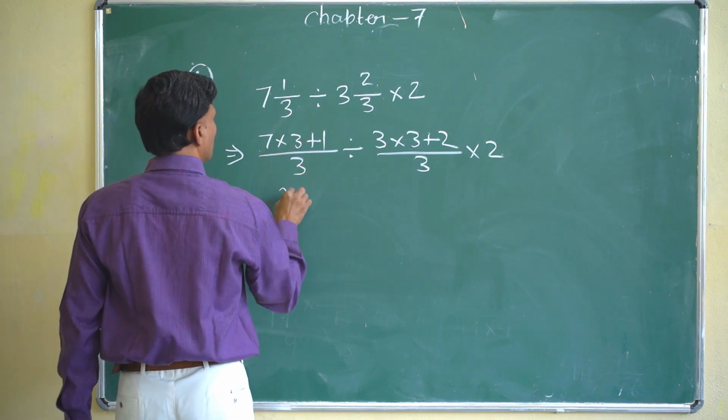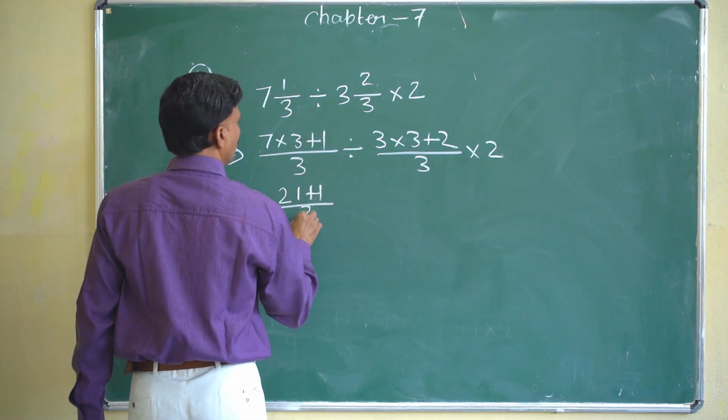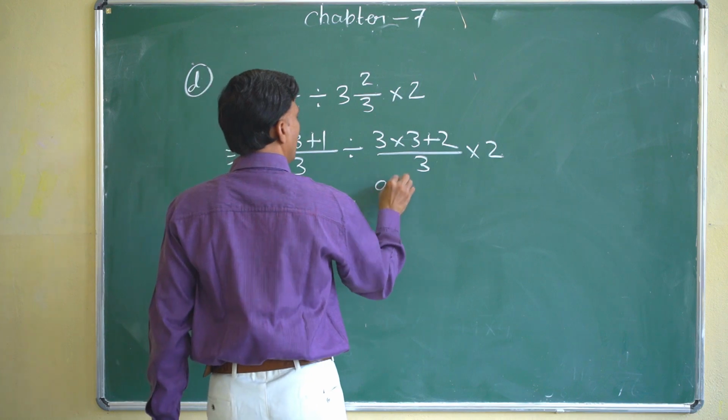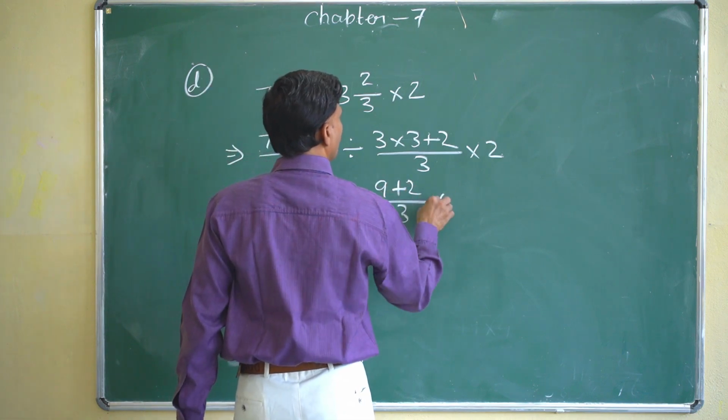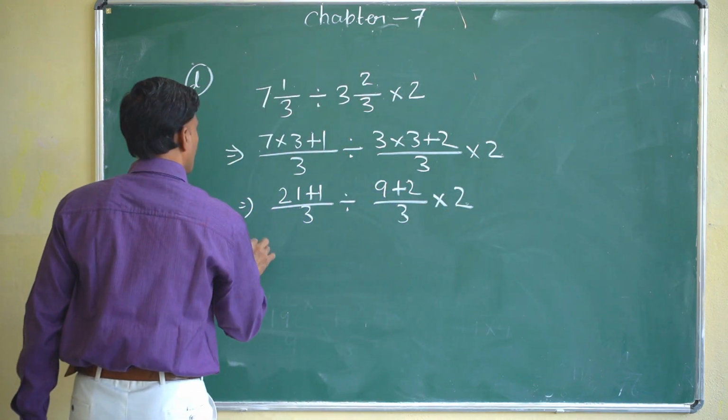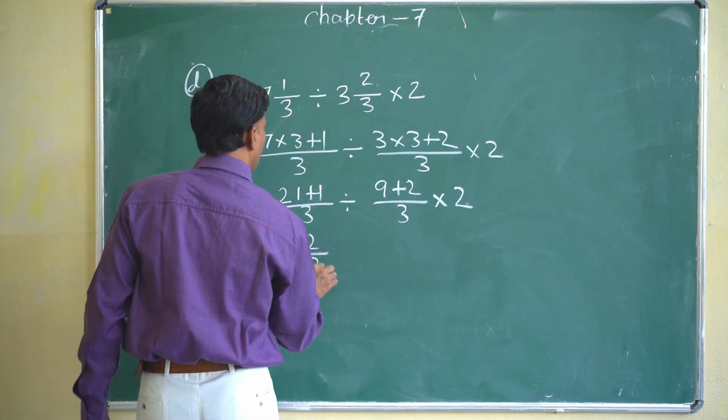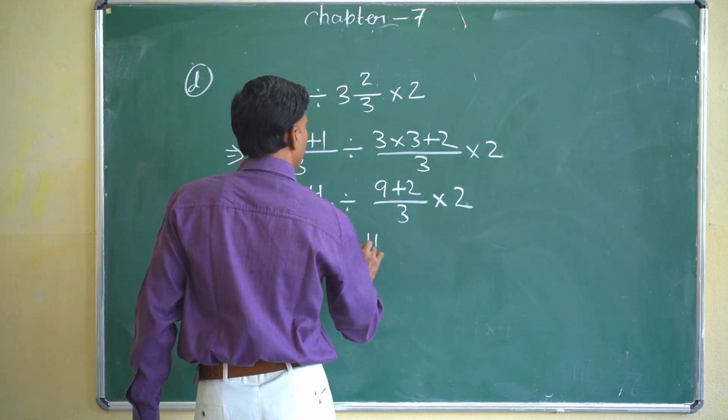So it will be 21 plus 1 upon 3. This is 9 plus 2 upon 3. Then this is 2. So it will come 22 upon 3, 11 upon 3.